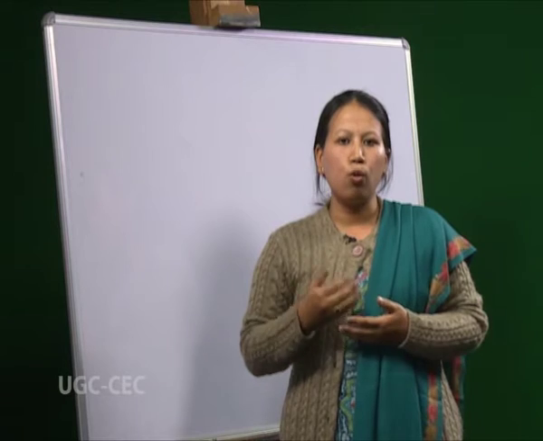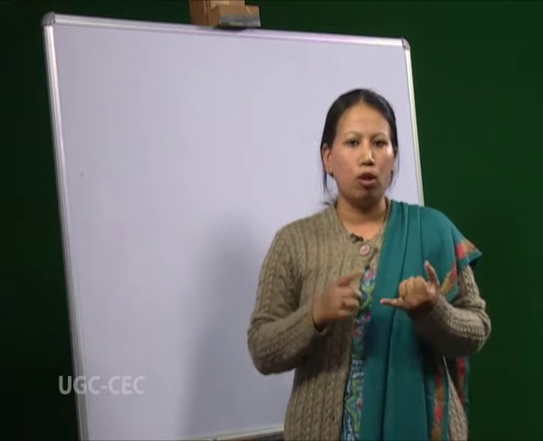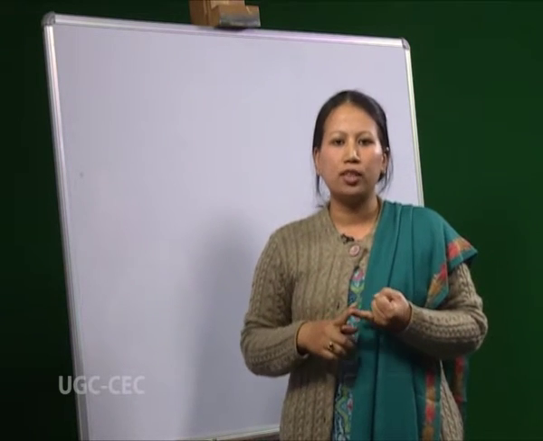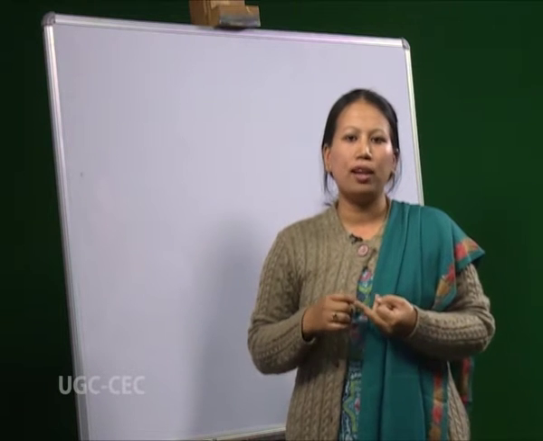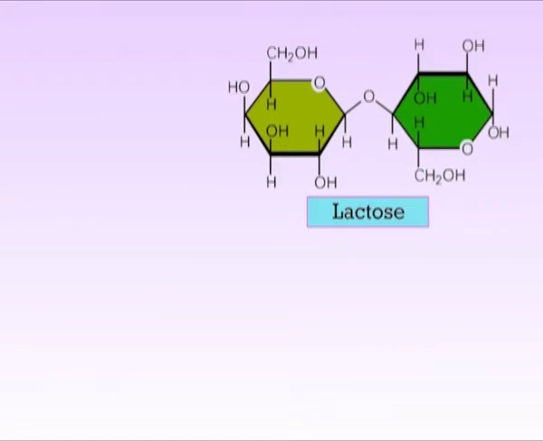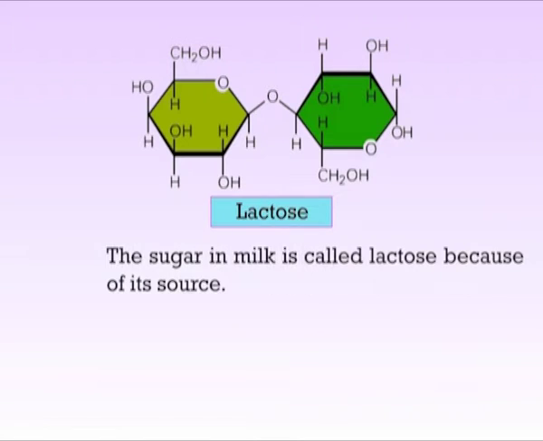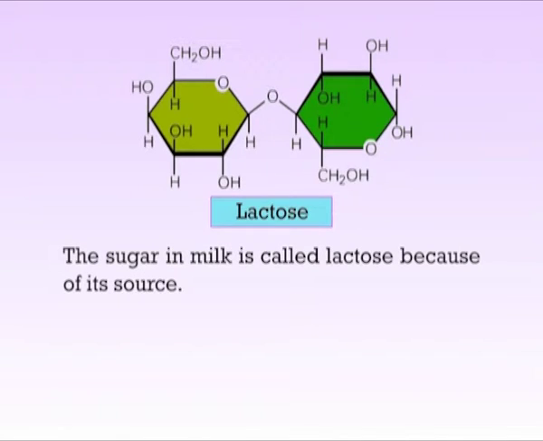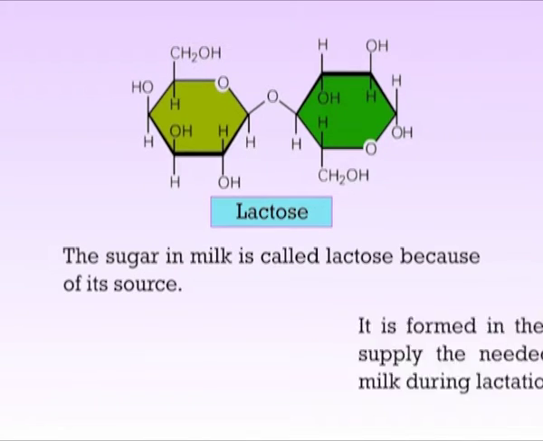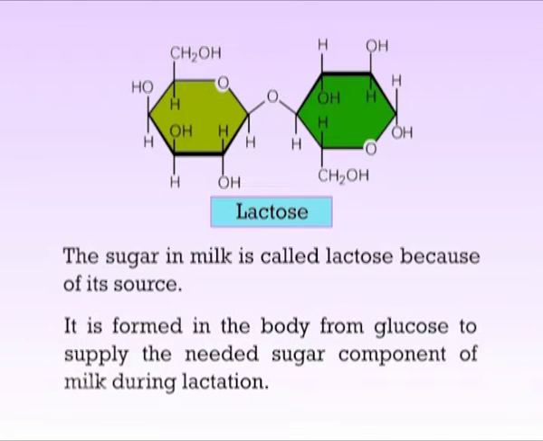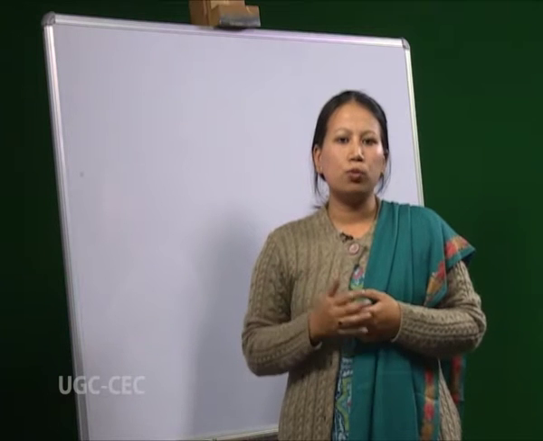Sucrose can be found in all forms of common sugar, in molasses, and in some fruits and vegetables such as pineapple and carrots. Lactose. The sugar in milk is called lactose because of its source. It is formed in the body from glucose to supply the needed sugar component of milk during lactation. It is the least sweet of the disaccharides.